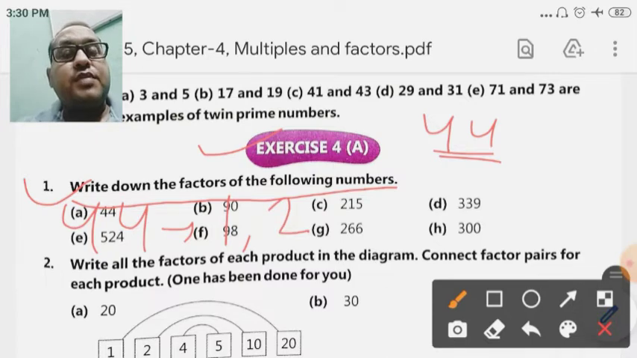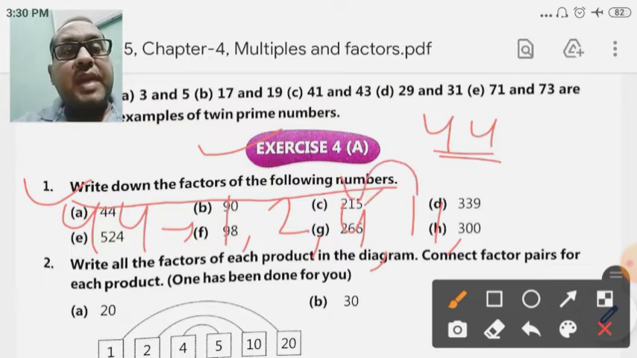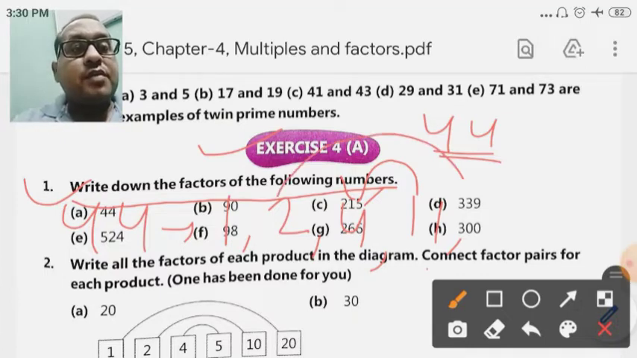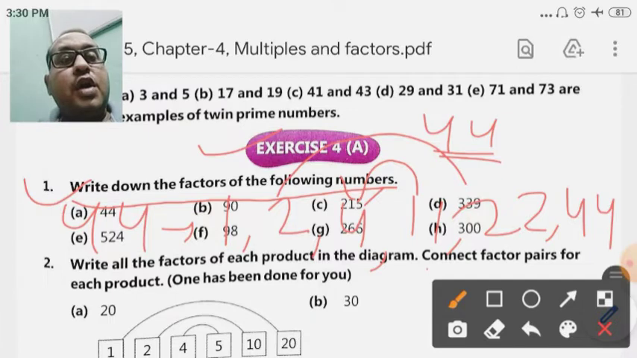Then it is 2, because 44 is divisible by 2. Then it is not 3, because 44 is not divisible by 3. Then it is 4, since 4 times 11 is 44. Then it is 11. Now we got the pair: 11 into 4 is equal to 44. Then we have the second pair, 22 into 2, which is 44. Then the last one is 44. So all the factors of 44 are 1, 2, 4, 11, 22 and 44.